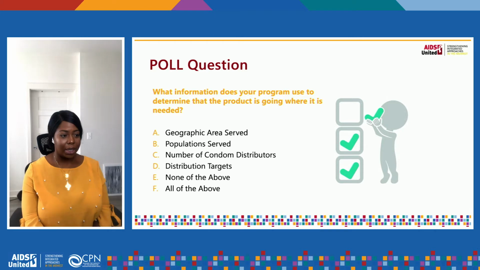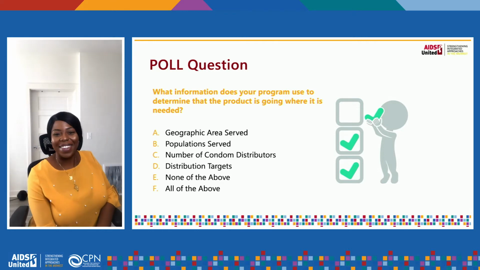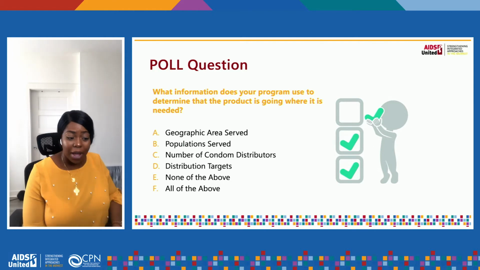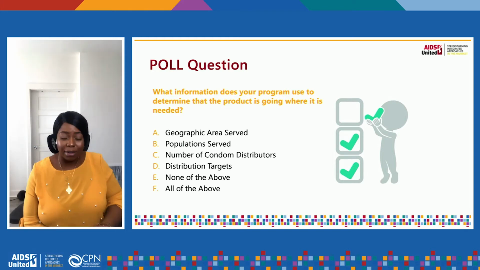Just giving folks one quick second. And if the poll results could pop up just so we can take a look. Awesome. So over half of you are using all of the above, which is fantastic. I'm so happy to hear that. The number of condom distributors, okay, that's interesting. Population served and distribution targets. Awesome. Thank you. Next slide, please.